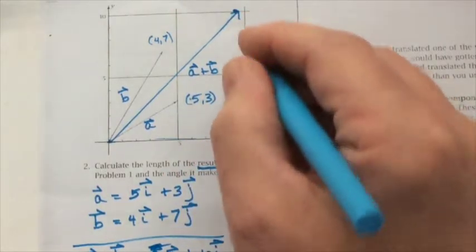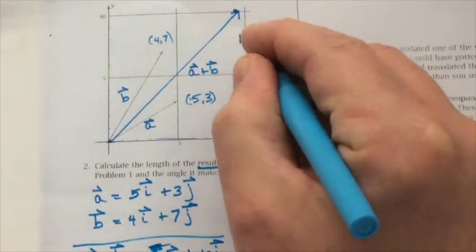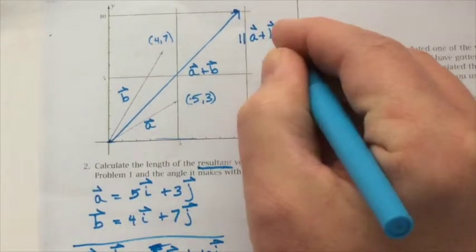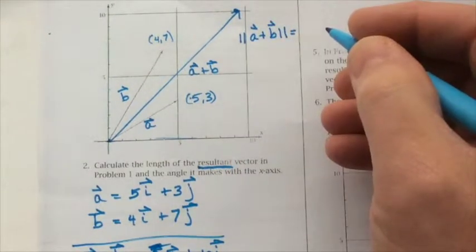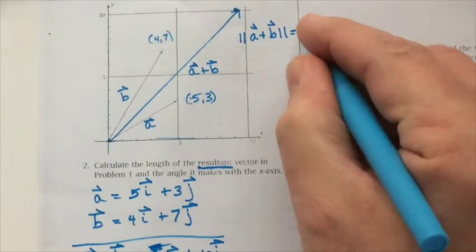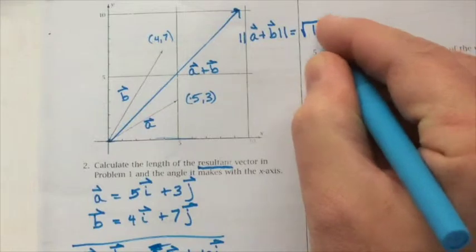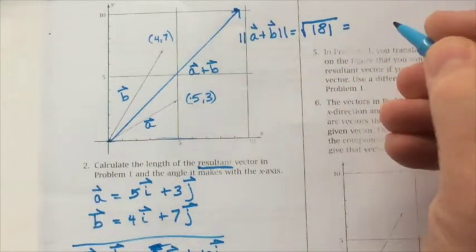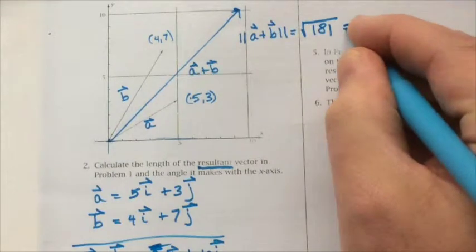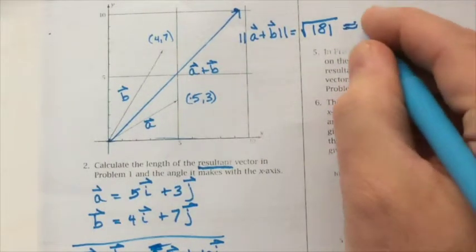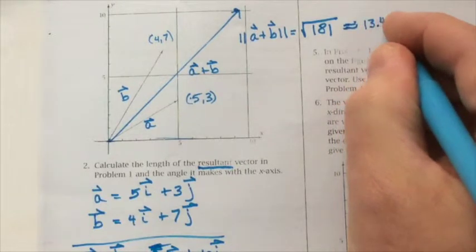What did the length of this, or the magnitude of the sum of the two of them, turn out to be? A squared plus b squared equals c squared, so you have to take the square root of it. So this turned out to be the square root of 181, is that what you said? Okay, and then you used a calculator to get an approximation of that, and it was 13.45. Okay, cool.